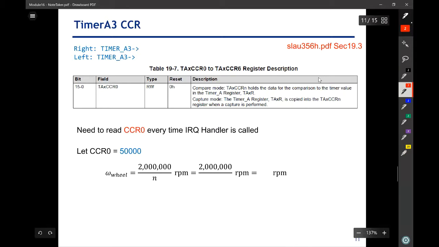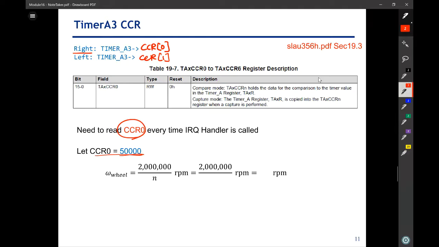Right, and then the CCR register. So we have two registers. One is CCR0, which is for the right wheel, and CCR1 is for your left wheel. Basically you want to read these two registers to get the number of pulses, right? So we need to read CCR0 every time the IRQ handler is called. And then let's say CCR0 is 50,000.